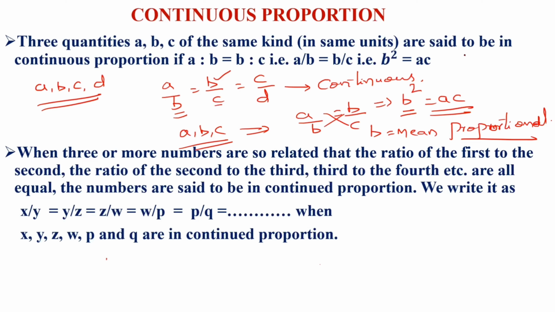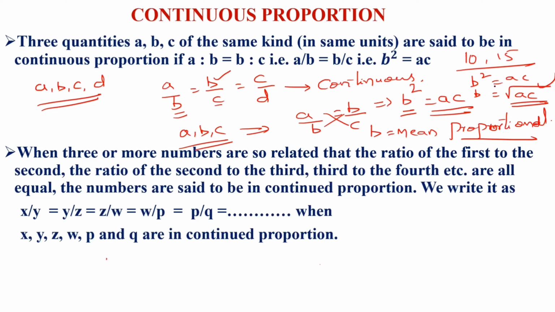Find the mean proportional of 10, 15. If they ask to find the mean proportional of 10 and 15, that means B square is equal to AC, where B is the mean proportional. So B is equal to root of AC, means root of 10 into 15. So root of 150.